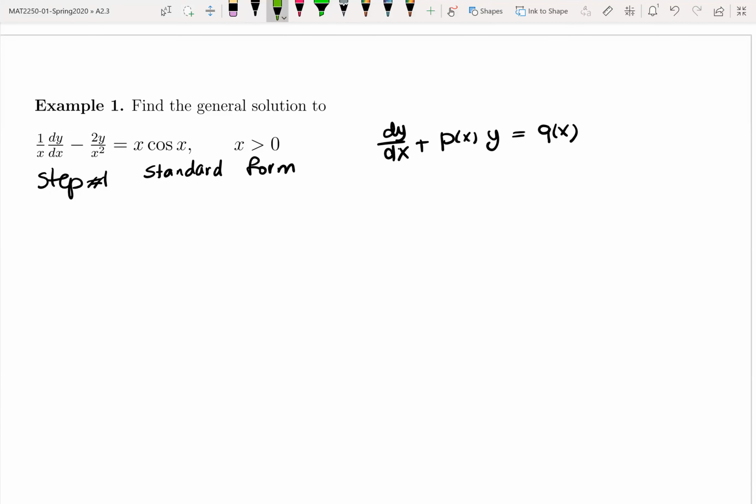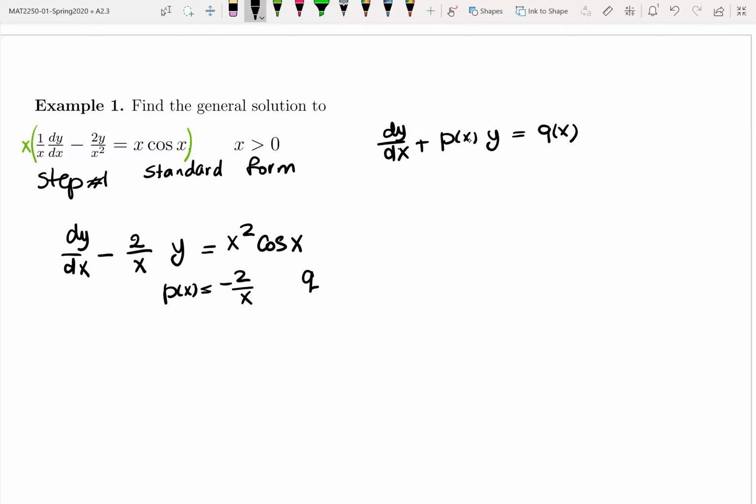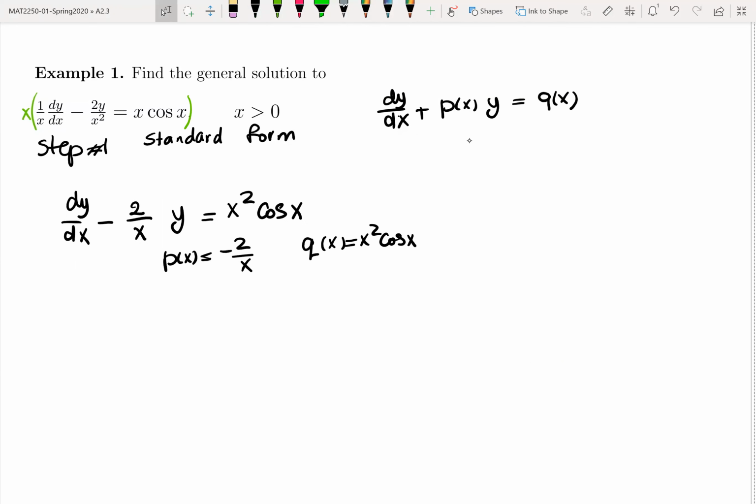What do I need to do? Multiply by x to make it standard, because that 1 over x should not be there. So that makes it dy by dx minus 2y, the x's cancel out, one x left, and then that is x squared cosine of x. This is just to standardize it. So then p of x is negative 2 divided by x, and q of x is x squared cosine of x. Is that okay?